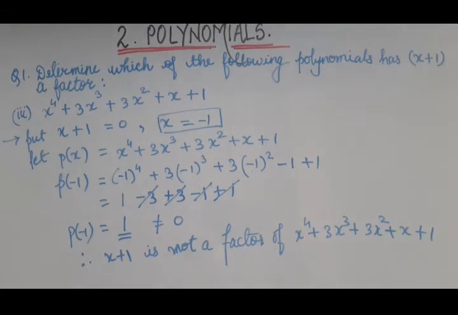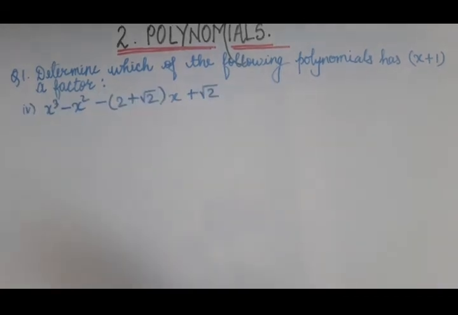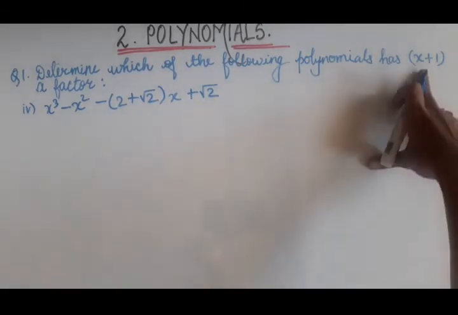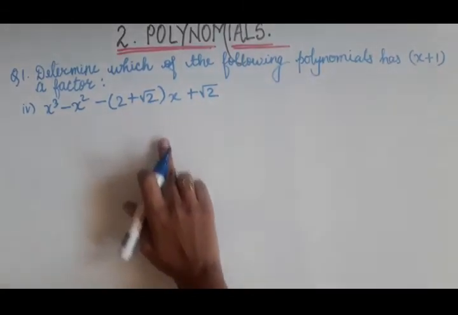Now let's move to the fourth question. So the next question is x cube minus x square minus (2 plus root 2)x plus root 2. So we have to find whether x plus 1 is a factor of this given polynomial or not.